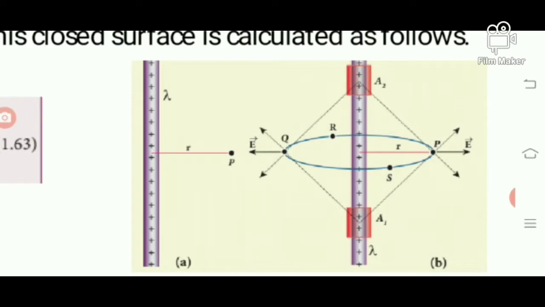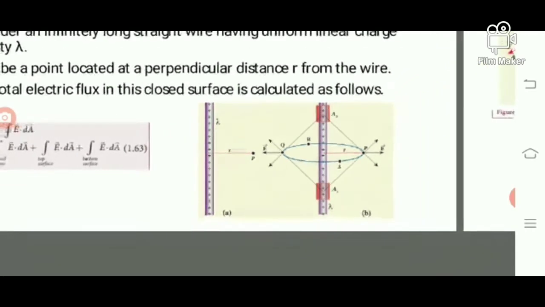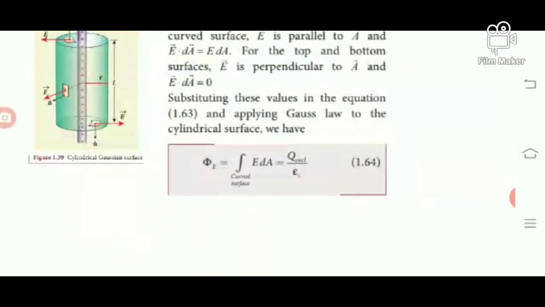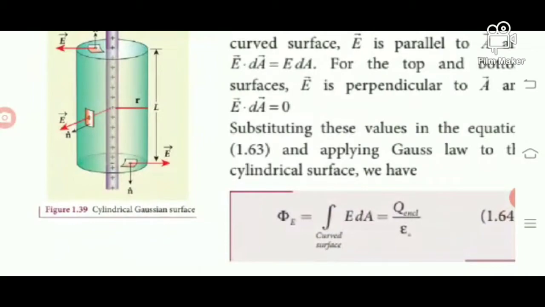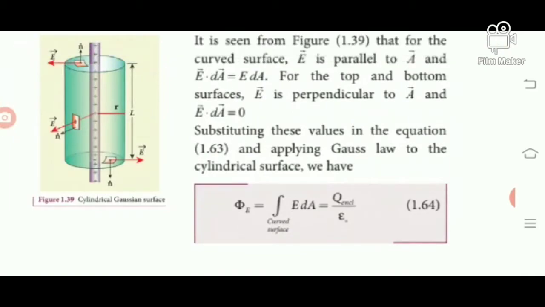Let us use a cylindrical Gaussian surface of radius r and length L, as shown in the figure. In the figure, there are three types of Gaussian surface: the bottom surface, the top surface, and the curved surface. Okay, let us choose the cylindrical Gaussian surface of radius r and length L in the figure.